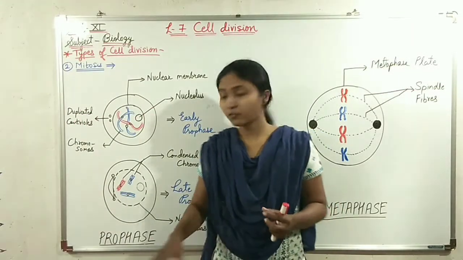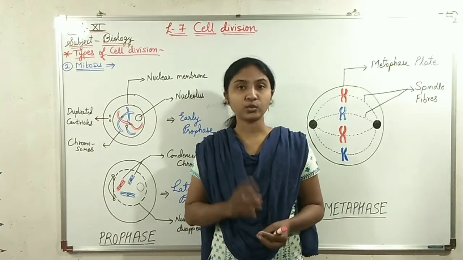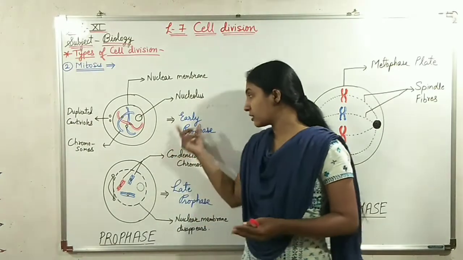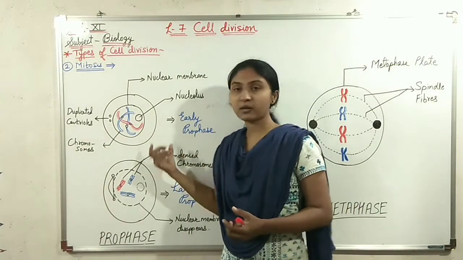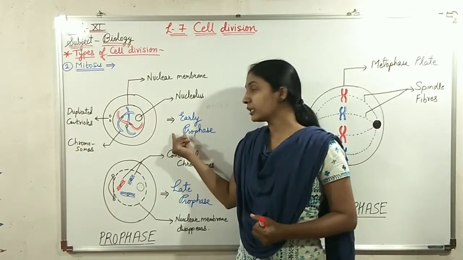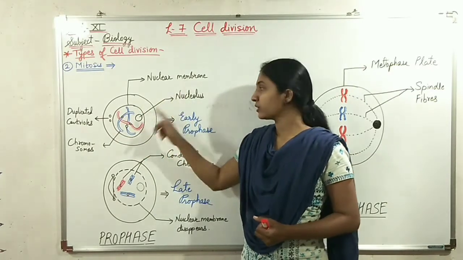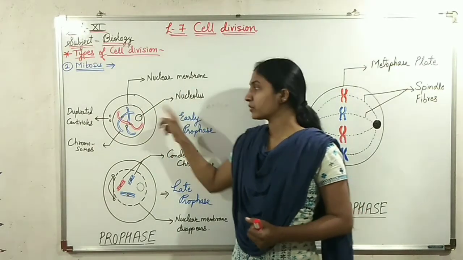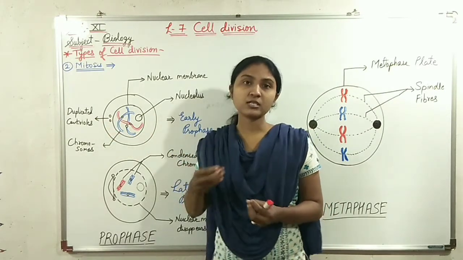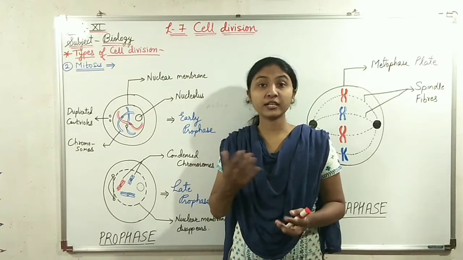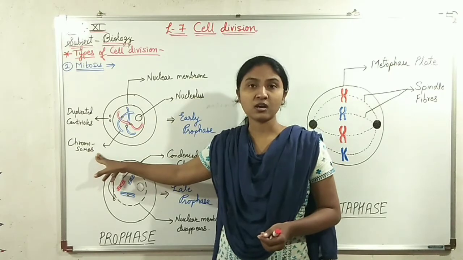Now, let us begin with prophase. As I said, prophase is further divided into 2 phases, that is early prophase and late prophase. As you can see in the diagrams I have drawn over here, in early prophase, the nuclear membrane is visible, the nucleolus is visible, and the duplicated centrioles are visible. These centrioles get duplicated in the interphase. They are visible over here and the chromosomes are visible.